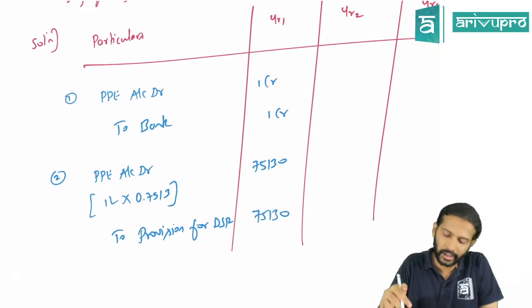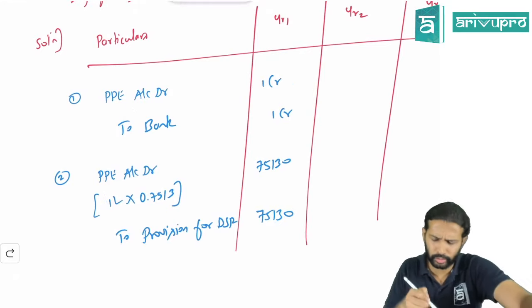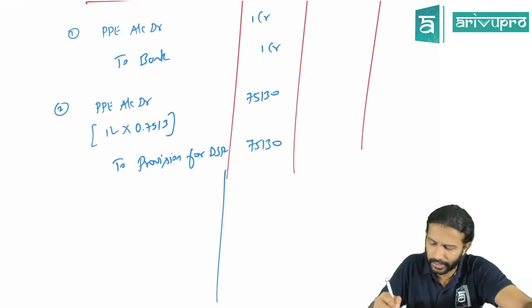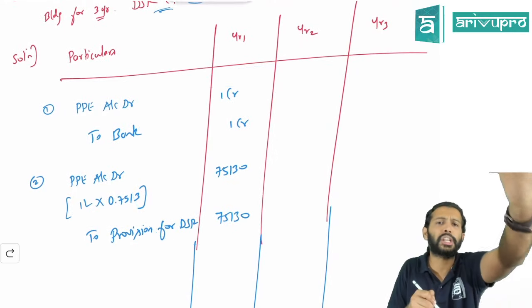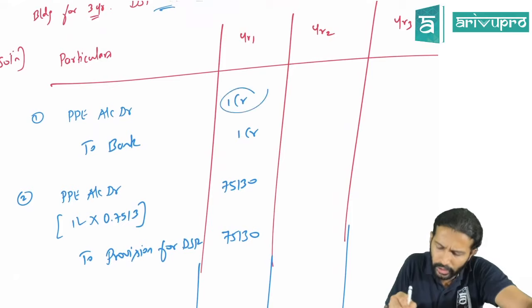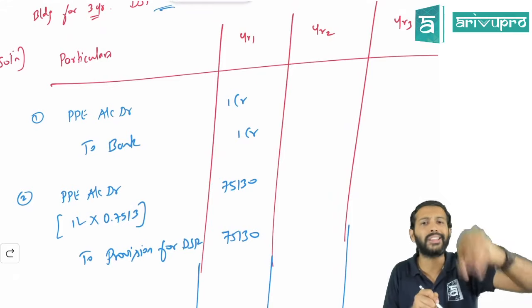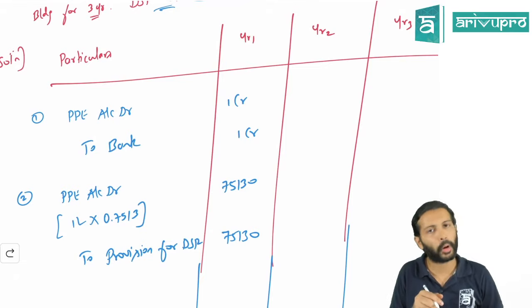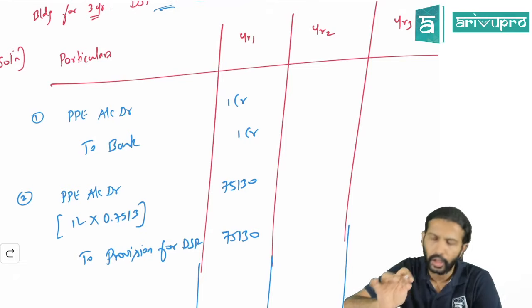This is the journal entry. It's not necessary that these two entries have to be passed separately. I can combine it also. Just for simplicity, I've shown it separately. So this is the initial recognition of PPE. Initially property, plant and equipment will be shown at 1 crore plus 75,130. So 1 crore 75,130 is the initial cost of property, plant and equipment that you will record at the beginning of year 1.